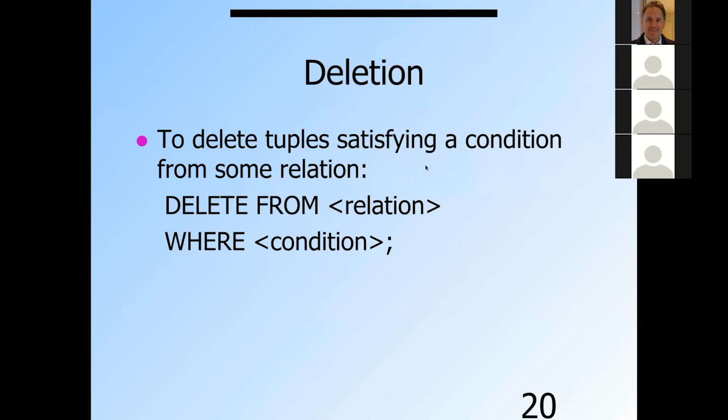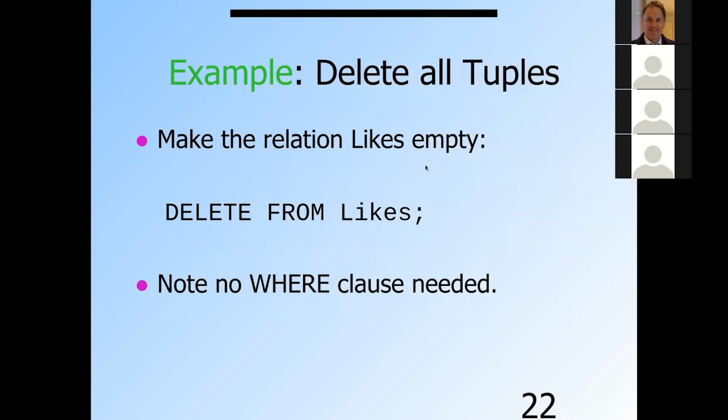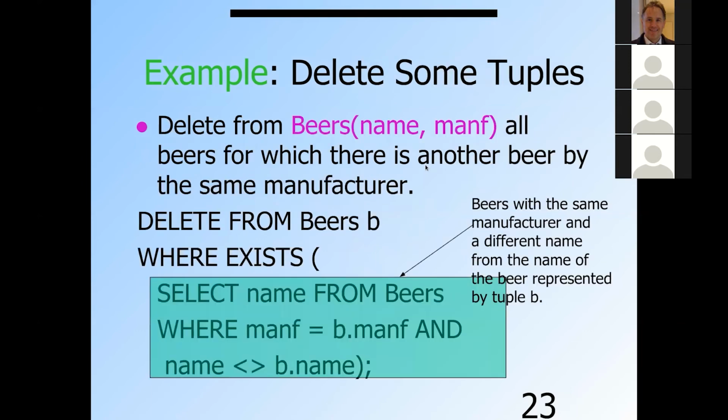All right, so deletion: delete from. Okay. So you delete the fact that Sally likes Bud, all right? Delete all the tables. You can just delete from and then delete all the tables, because it's going to go through everything. It's like doing select star, but it's doing a delete. Delete some of the tables. Okay, so this is a little bit something where you have to understand.